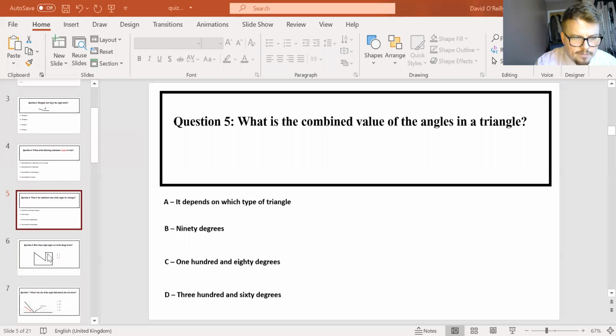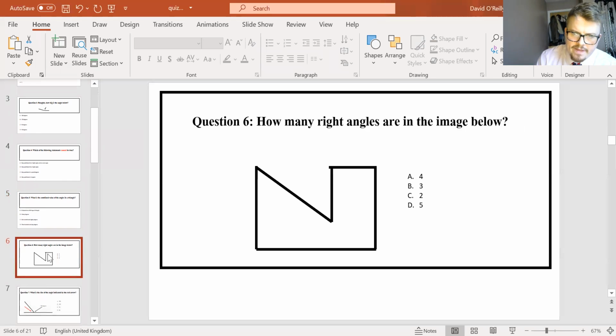Next question. How many right angles are in the image below? Well, first of all, let's locate all the angles. There's one, there's two, there's three, there's four, there's five, there's six. How many of those are right angles?